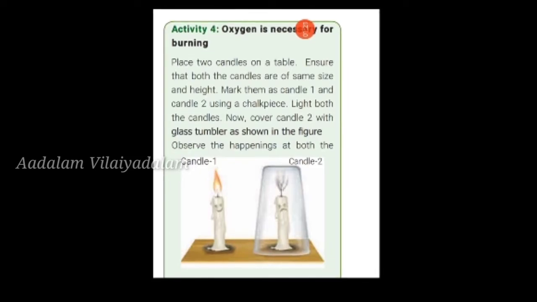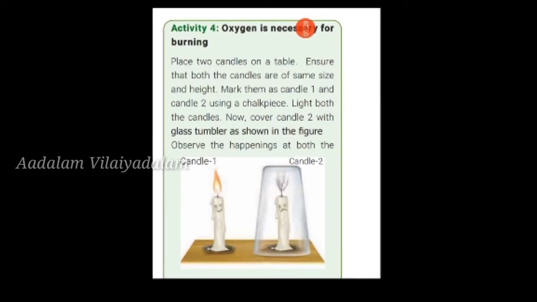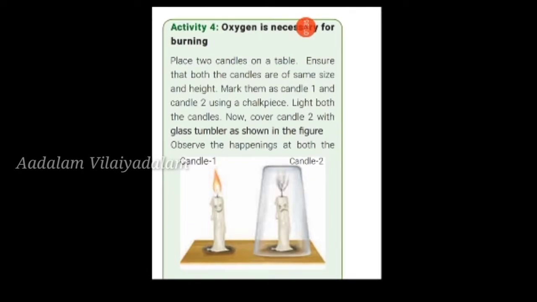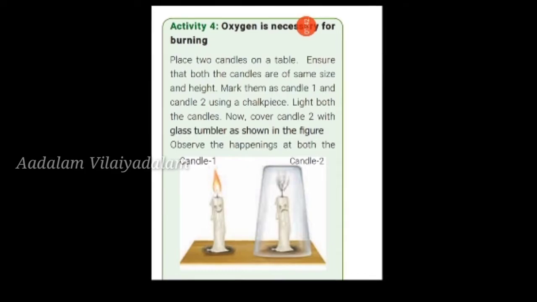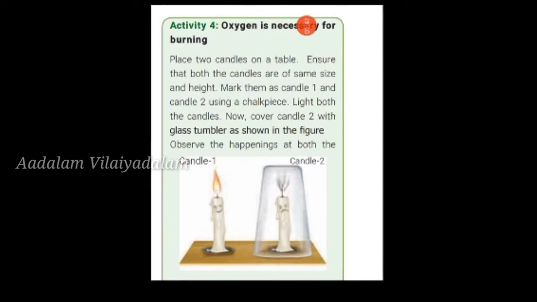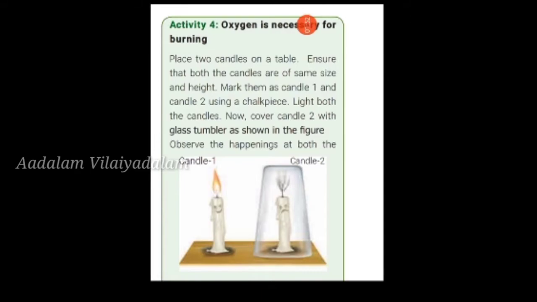That means a small amount of air is present inside the tumbler. So only a small portion of oxygen is available for continued burning. When all the oxygen of the air inside the glass is used up, the burning candle gets turned off. So for the candle to burn, oxygen is compulsory. Without oxygen the burning process is not possible. So oxygen is necessary for burning.